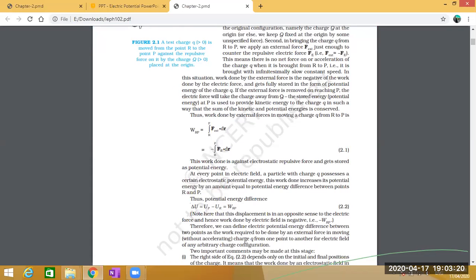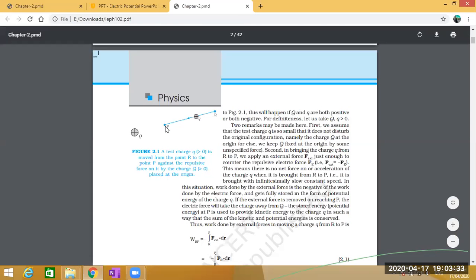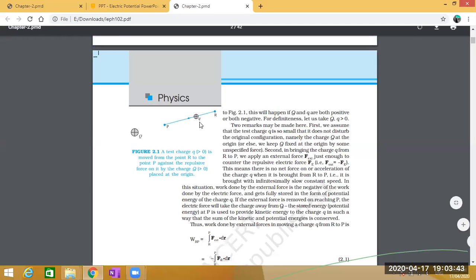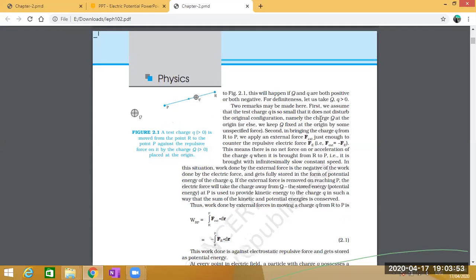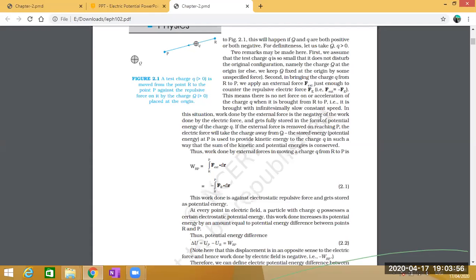And you will remember that at every point in electric field, a particle with charge Q possesses a certain electrostatic potential. While bringing it from infinity to point P, everywhere on the way, this charge Q, a small q, will have certain amount of energy associated with it. Only energy of this charge will be zero at infinity. That's why while defining electric potential or potential energy, we take one of the points at infinity.